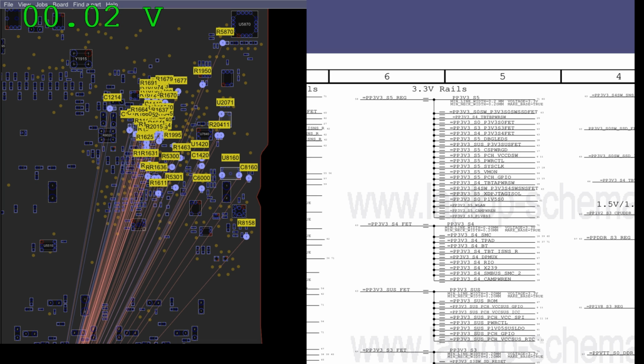What we need to do here is figure out where PEPA3v3 SO comes from. So we have to find out where it's created. So that means going through the entire schematic, piece by piece, and searching. Now this is where PP3v3 SO is going into something. Not interested in that.